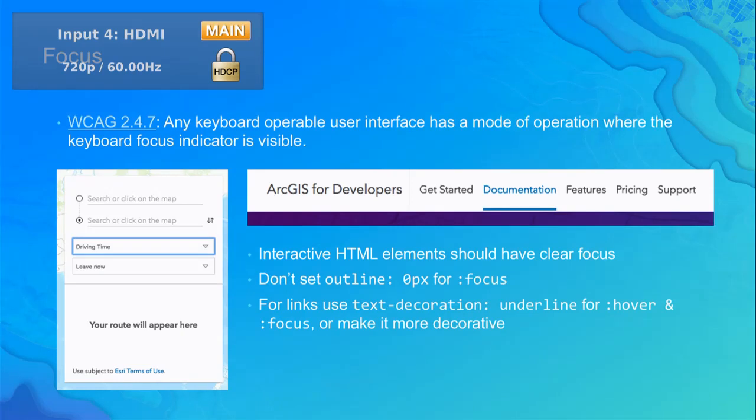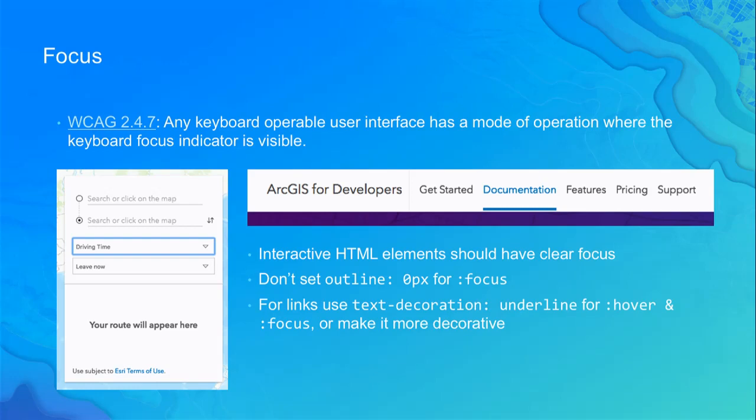Okay, so we have the WCAG guideline up there that says any keyboard operable user interface has to have a visible focus indicator. On the widget on the left, the directions widget, you can see the blue outline, the focus ring around it. That's something you should have in your apps. The JS API 4.x widgets all have that focus. You can tab through them and the focus ring will appear. It's not something you should turn off.